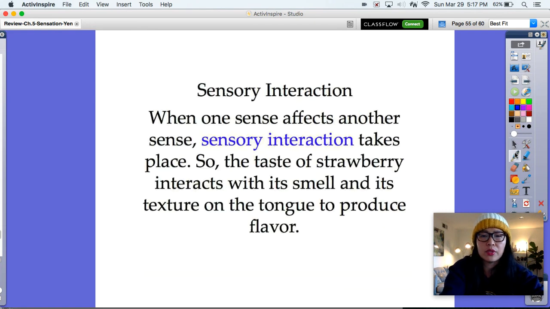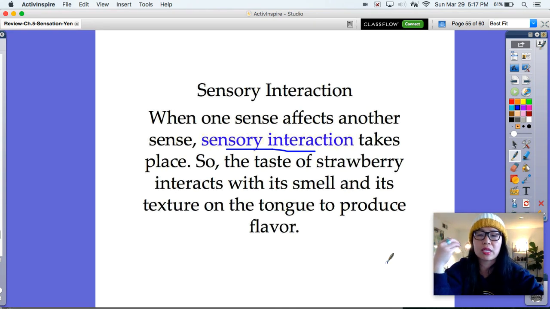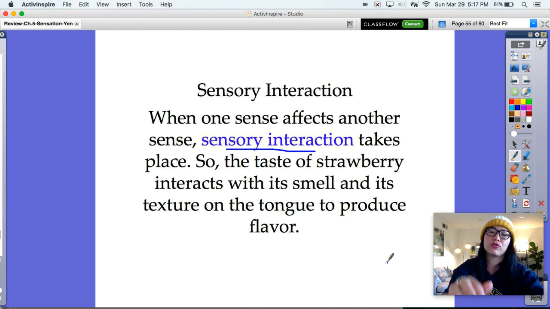Okay, the keyword here is sensory interaction. For a lot of us, taste is not just about the actual taste receptors, but also about the smell, the texture, the temperature. What does it look like? Some of you won't eat things simply because they look weird or smell weird. So when it comes to sensory interaction, we're combining all of our senses to either like or dislike the taste of foods.